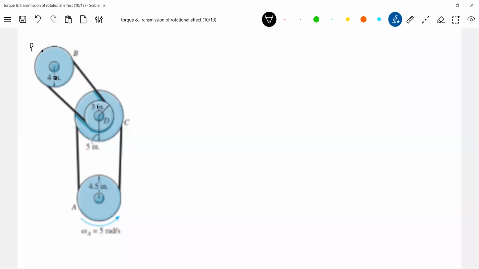This is 4 meter, this is 3 meter, this is 5 meter, this is 4.5 meter. The diagram has become a little bit blurred, I'm adjusting all that. What is the question? I just want the speed of the point P.